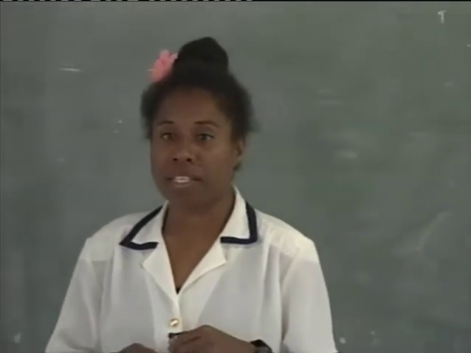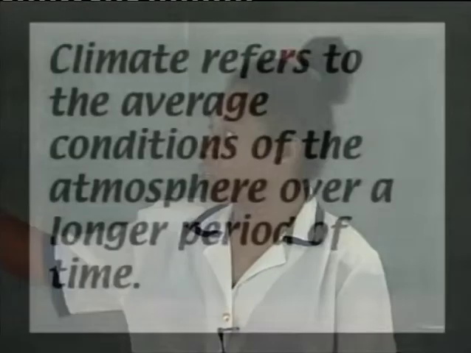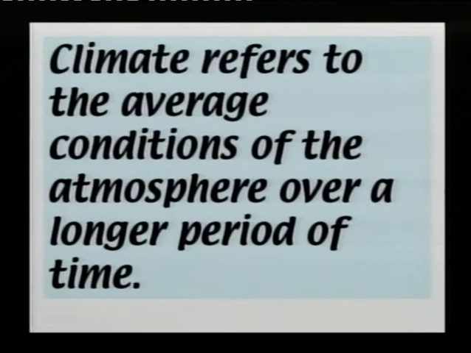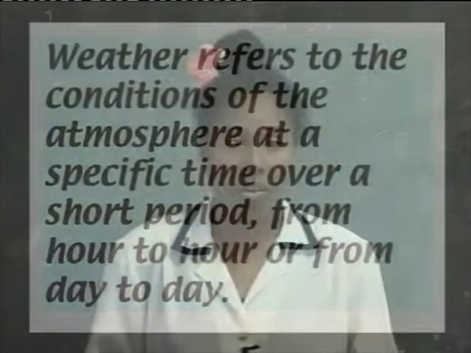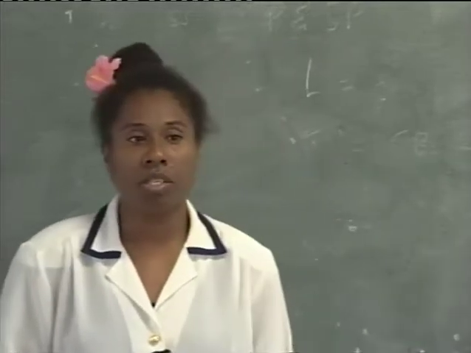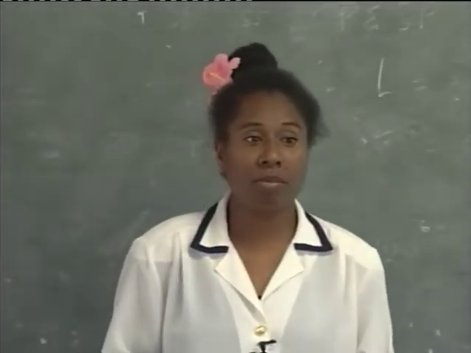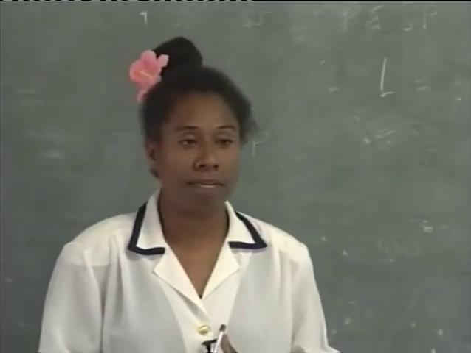So the main difference then is that climate talks about the average conditions over a longer period of time, and weather refers to the daily conditions of the atmosphere. You're able to distinguish the difference then from the explanation? Everybody? Frank, could you repeat or explain what you understand then, the difference between weather and climate?